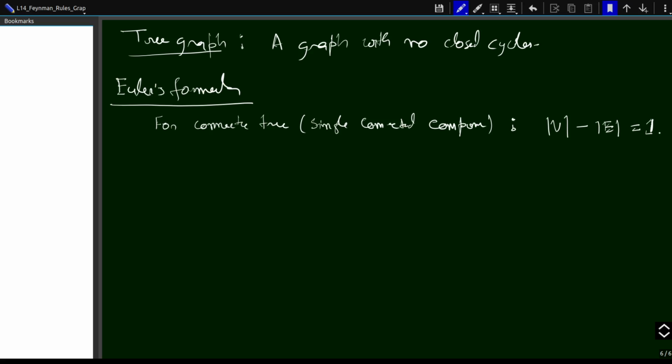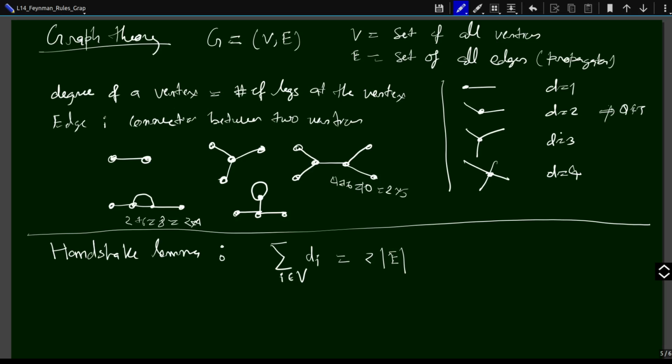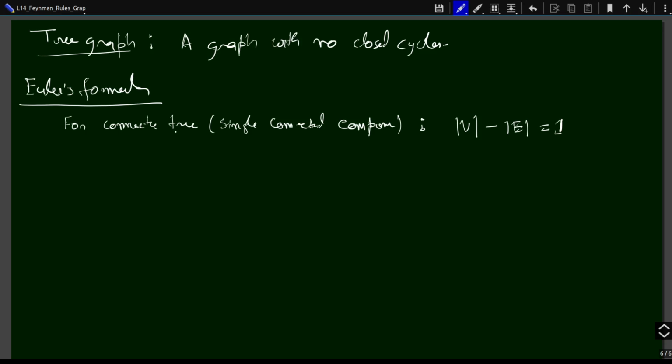You can check it. Here 2 vertices minus 1 edge, 2 minus 1 is 1. Here 4 vertices, 3 edges, 4 minus 3 is 1. Here 6 vertices, 5 edges, 6 minus 5 is 1, and so on. It is not valid for loops. Here we have 1, 2, 3, 4 edges and 4 vertices, so that's 0. Here also 4 vertices and 4 edges, it's 0. It's not valid for these. So for the tree graph, I have v minus e equal to 1.